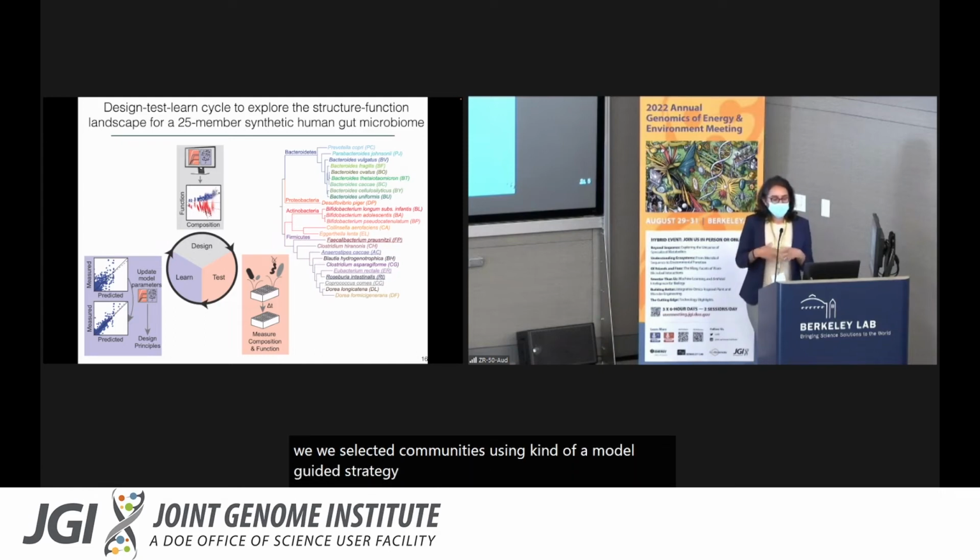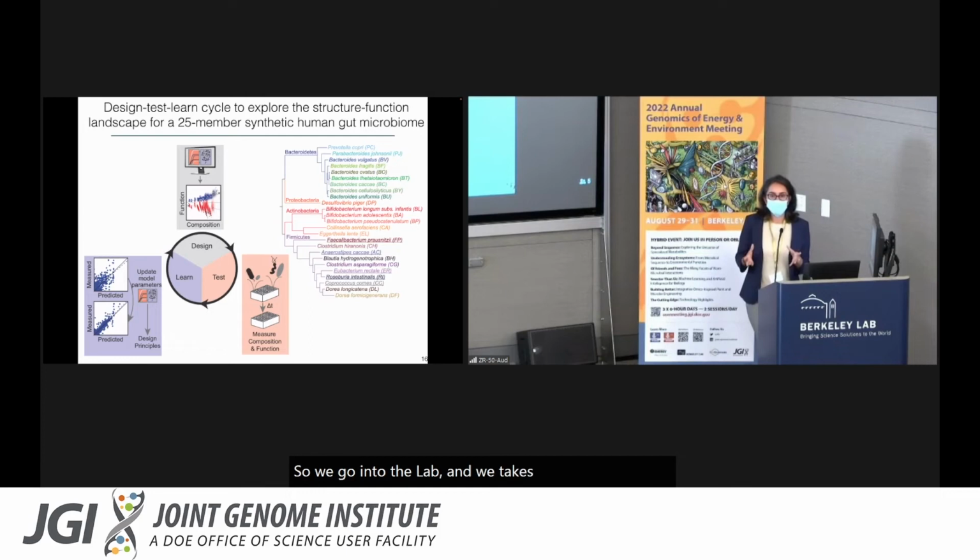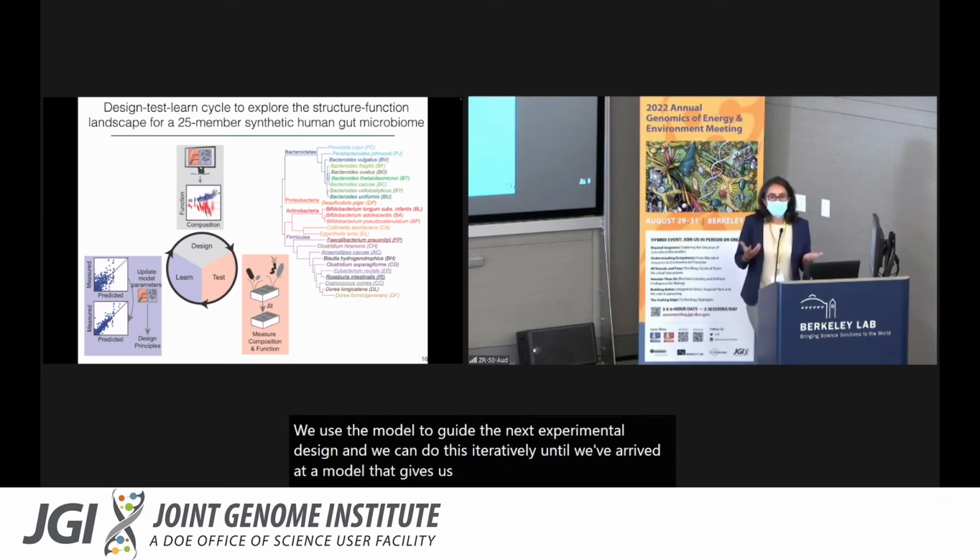We'd go into the lab, we'd take some measurements, we build a model, we'd use the model to guide the next experimental design. And we can do this iteratively until we've arrived at a model that gives us new biological insights and that we can use for design.